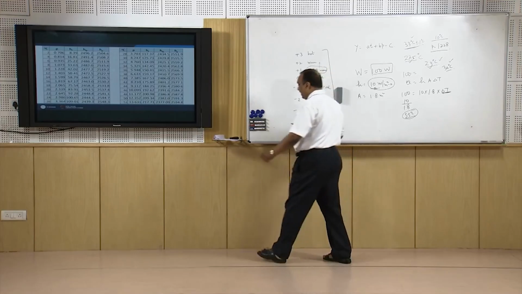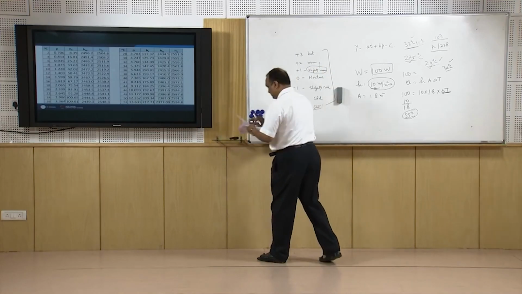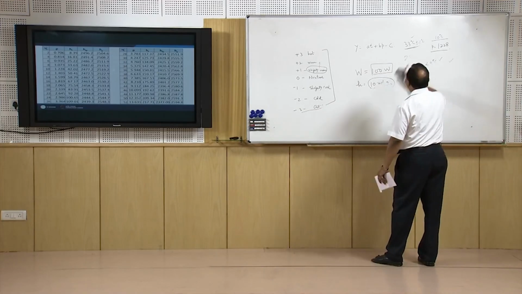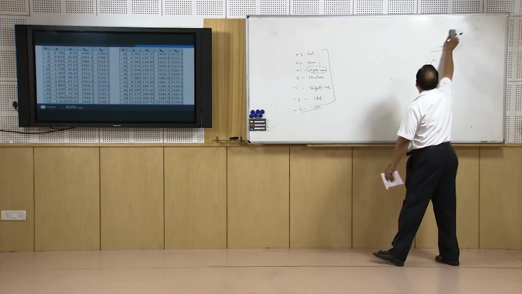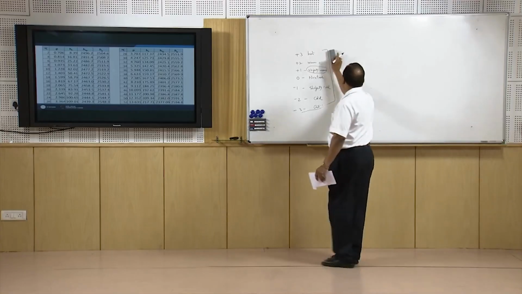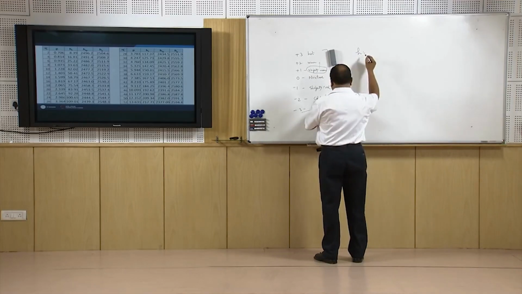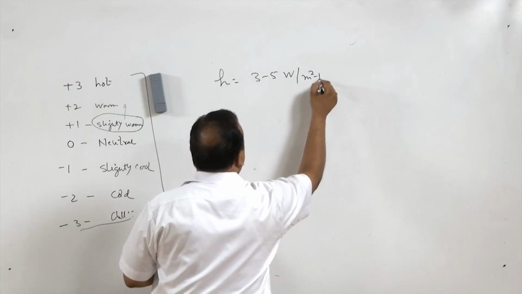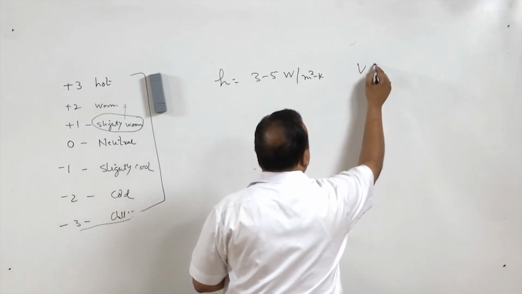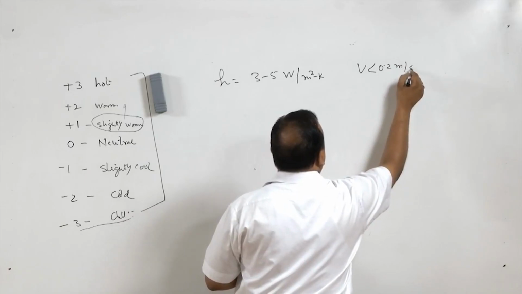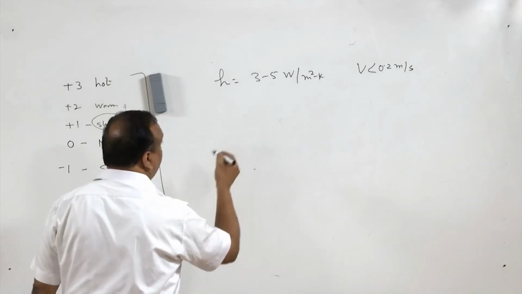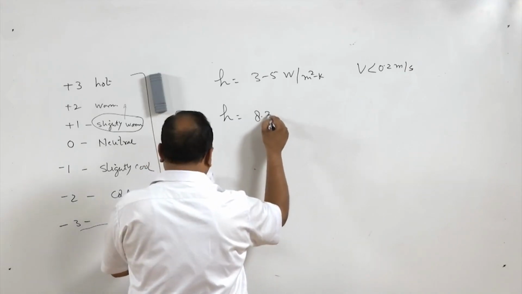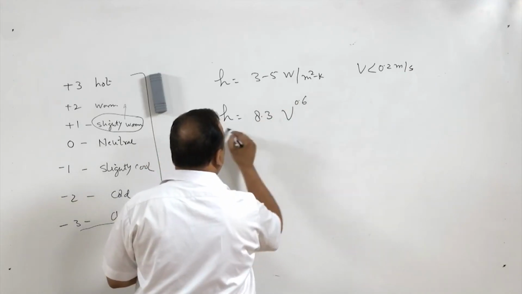Now, the value of H for air when its velocity is less than 0.2 meter per second is 3 to 5 watt per meter square Kelvin. But otherwise, if the velocity is more, then there is a correlation: 8.3 V raised to power 0.6.